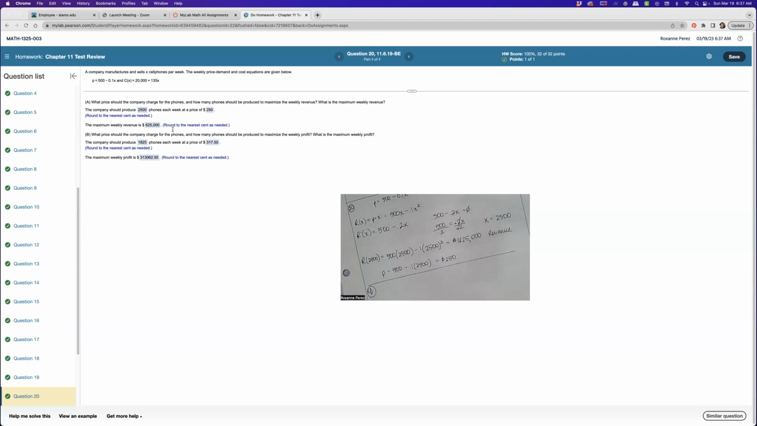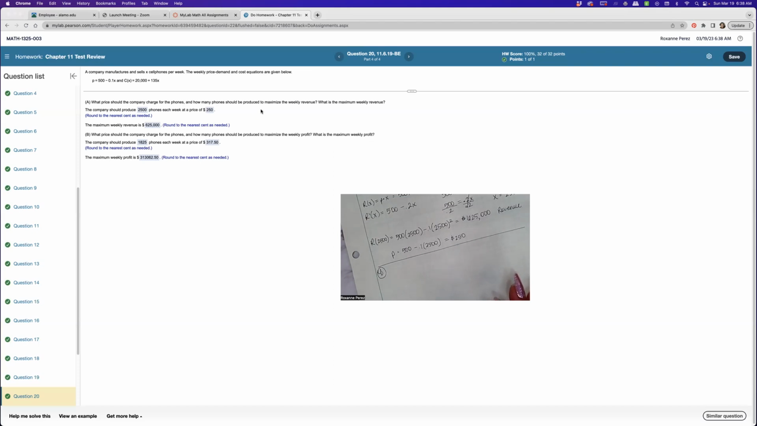Okay, so now part B. What price should the company charge for the phones, and how many phones should be produced to maximize the weekly profit? And what is the weekly profit? Okay, so before we were maximizing the revenue, now they're asking us to look at this differently and maximize the profit.